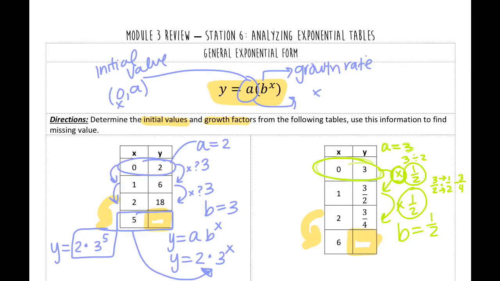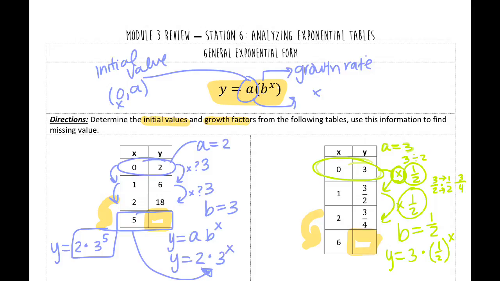So I can write my equation now. Y equals the A value, 3, times, and since it's a fraction, I'm going to put it in parentheses, 1/2 to the x power. Now I told you there's another way to find this value without using your equation, and that is you can actually just keep going on the table until you get to that value. So for example, I could start my table at 2 and just keep multiplying by 1/2 until I get to 6.